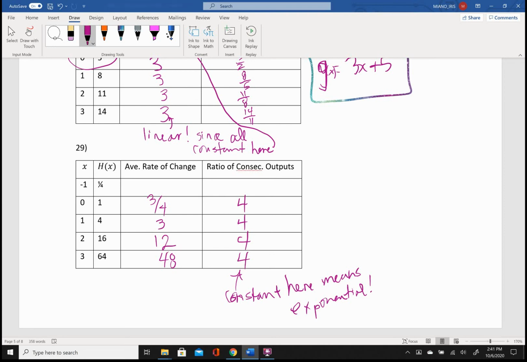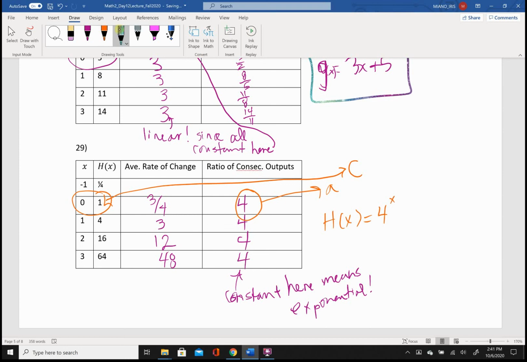Okay, so how do we determine what the function's value is there? Well, this right here will tell you what the base is, a, so this is your a value, and the y-intercept, this value here, will give you your c. Okay, so it'll be h of x equals c, which is a 1, no big deal there, 4 to the x power. You could have it 1 times 4 to the x power, but why would you? That'd be silly. Okay, so there we go. And it is indeed exponential.